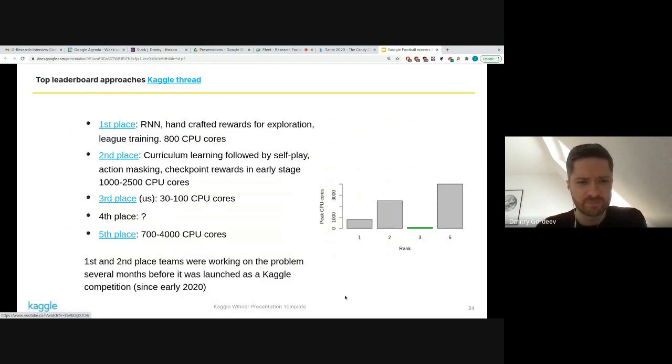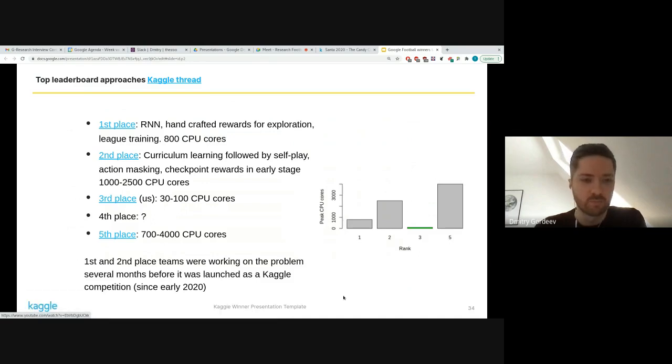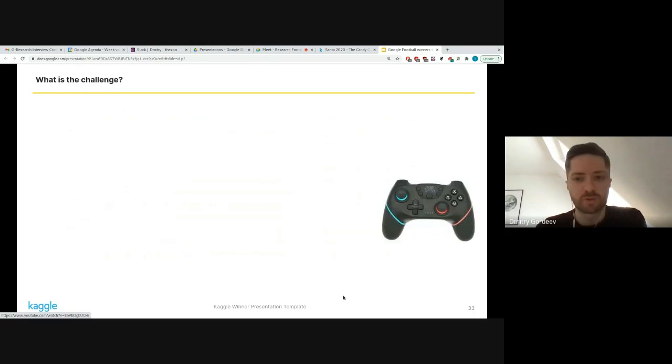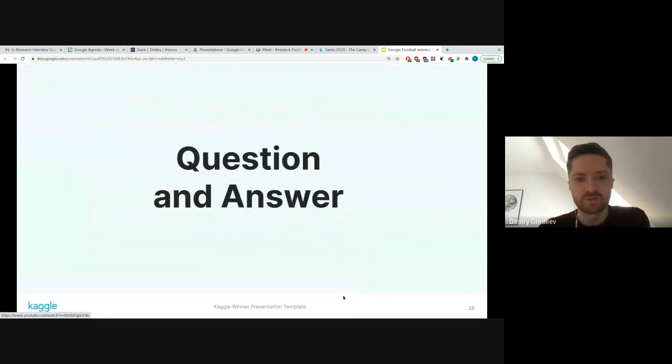So they were running thousands of games in parallel, while our setup was, well, quite modest compared to what resources they had. We had like 30 to 100 CPU cores. So we had a couple of machines with a couple of GPUs. And also we learned that the first and second place teams started exploring this environment before the competition started. So they had a little bit more time to adjust and try things out. So we ended up learning from them and trying to build on top of what we learned, with as much as we could do within the timeline we had and the hardware setup we had.